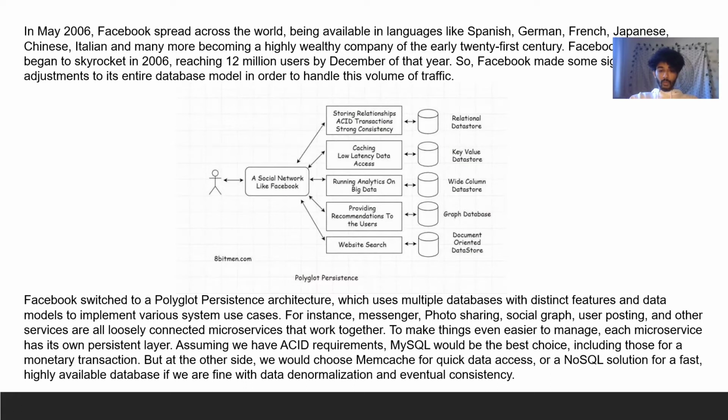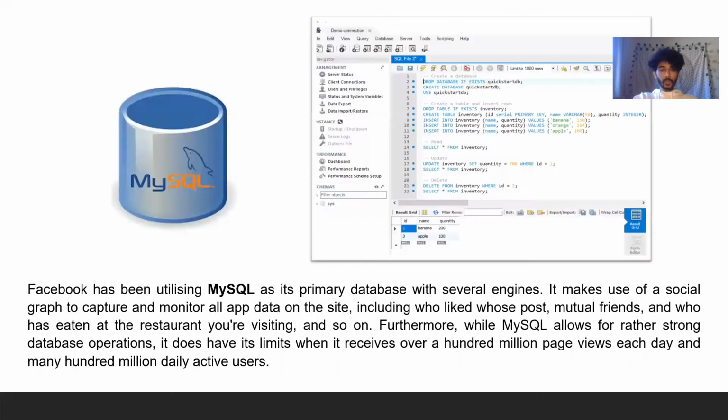Facebook switched to a polyglot persistent architecture, since initially it was a monolithic architecture, which uses multiple databases with distinct features and data models to implement various system cases. For instance, services like Messenger, photo sharing, social graph, user posting, and other services are loosely connected microservices that work together. Facebook has been utilizing MySQL as its primary database since it started with several engines. It makes use of a social graph to capture and monitor all apps on the site, including who liked whose posts, mutual friends, and who has eaten at a restaurant you're visiting, and so on.